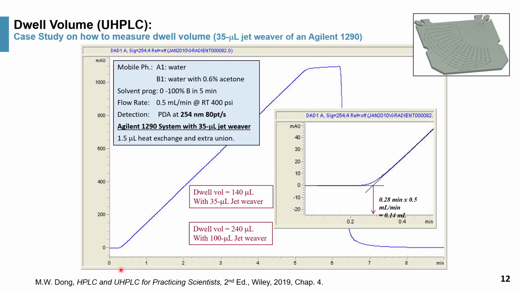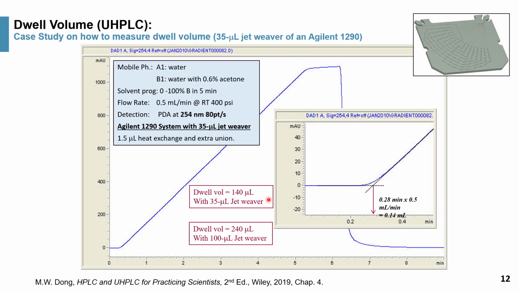And then you run a very fast gradient in about 5 minutes, going from 0%. And once again, you disconnect the column and reunite the two ends with a zero dead volume union. And when we get a trace of the profile of the gradient, to measure dwell volume, basically you extrapolate the linear gradient with the baseline.